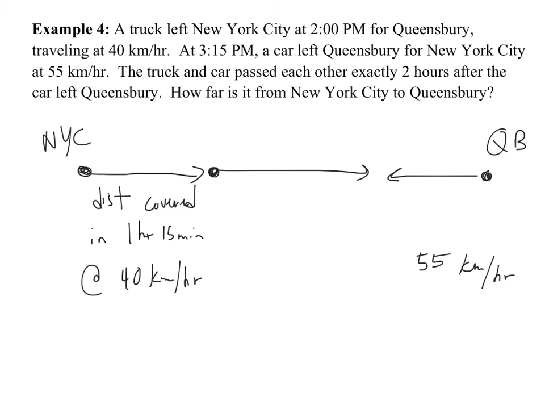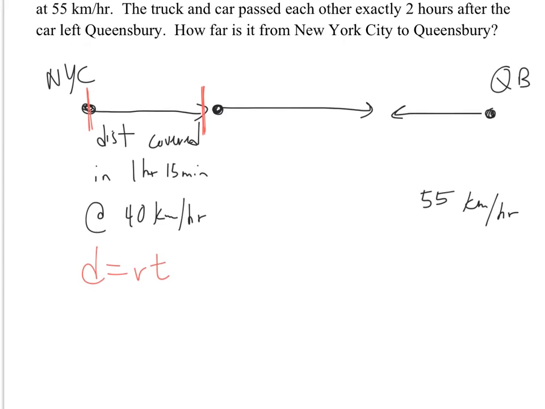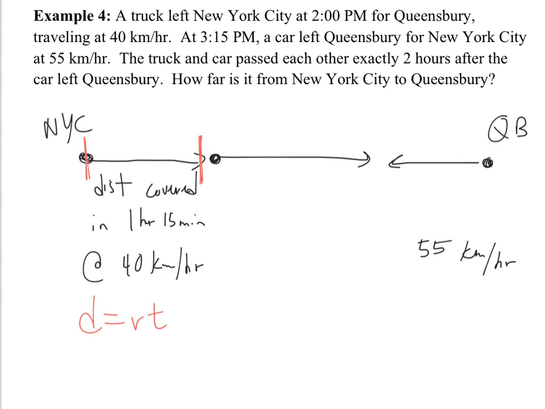Jeff? So, the distance covered after the first trip from New York to Queensbury, before the Queensbury car left, was 50 kilometers. Can you tell us how you got that, just so we know? 40 kilometers per hour times 1.25. Where's the 1.25 coming from? We need to just make sure everybody's clear.